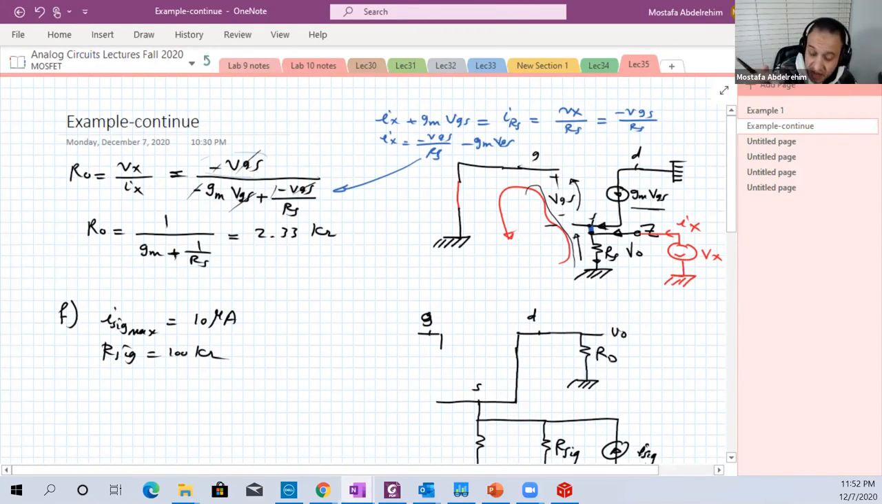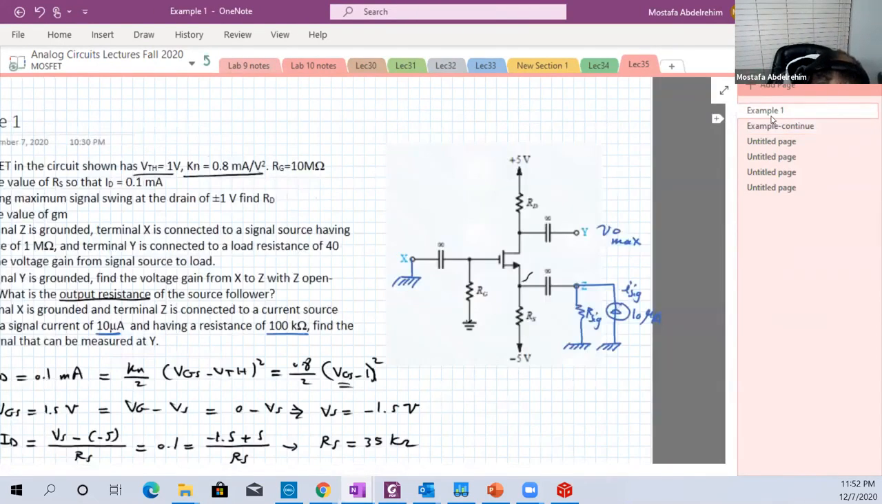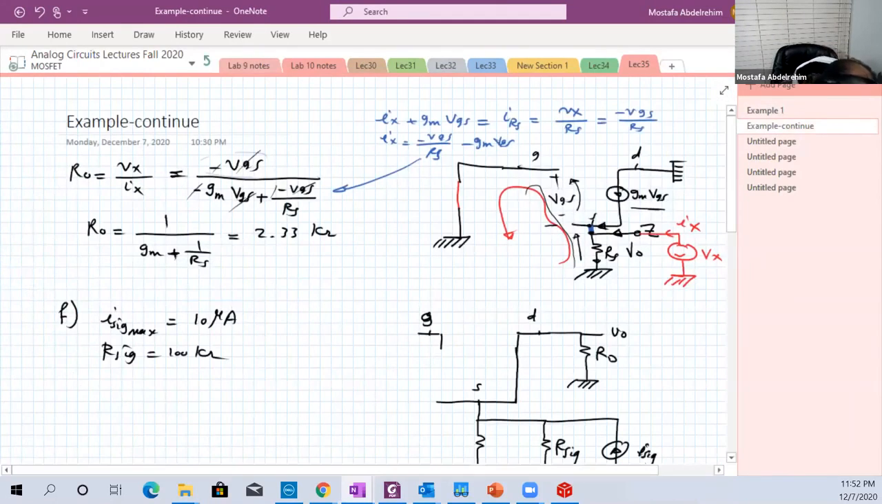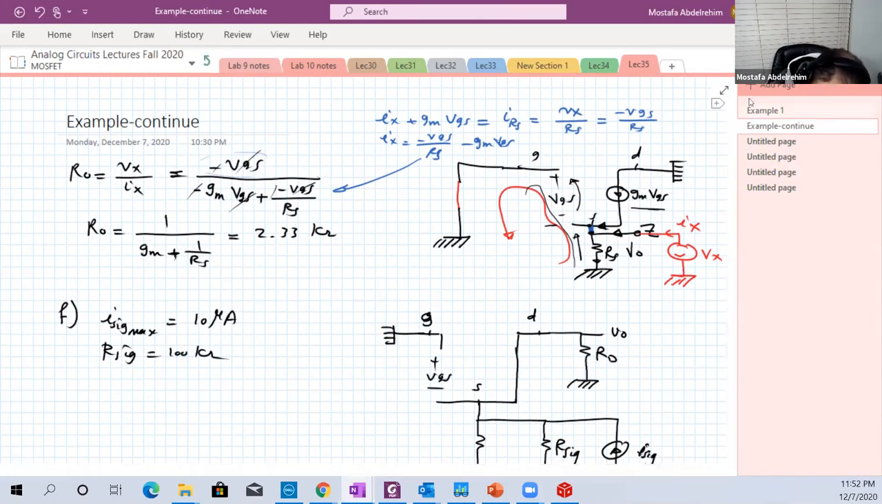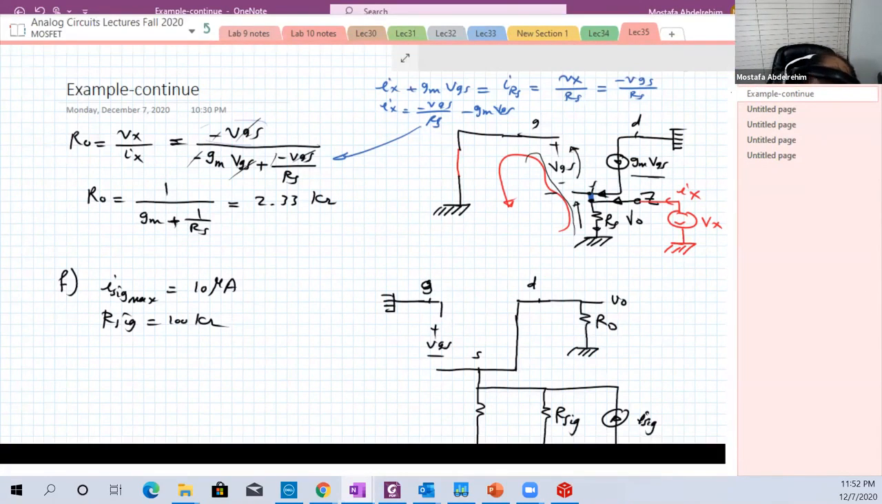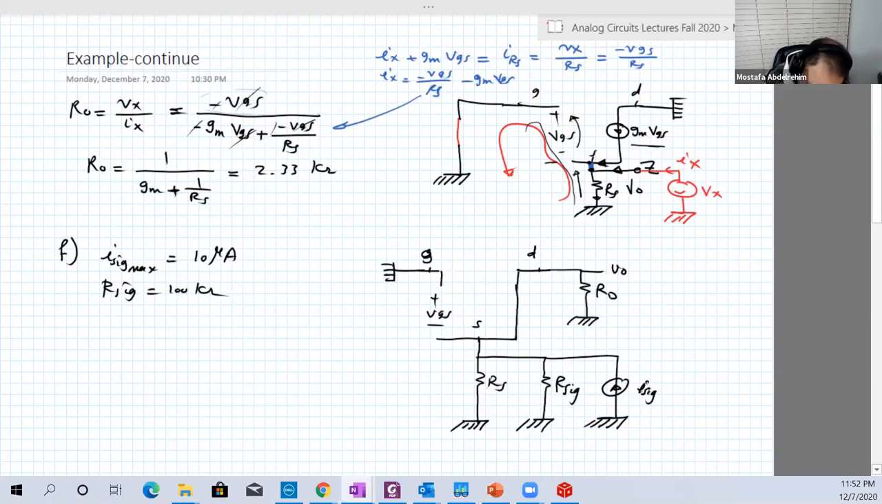And the output is at the drain. And the gate is actually connected to zero, to ground. So RG will be grounded or shorted. So here is the gate, it is grounded. And here is VGS. And here is RS, and RS is known.